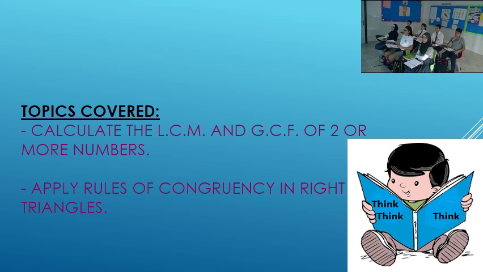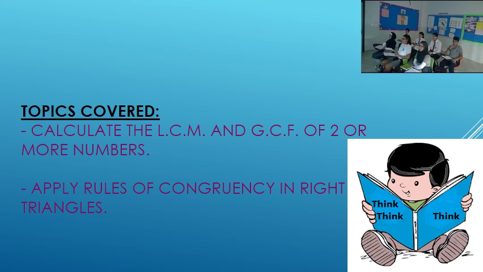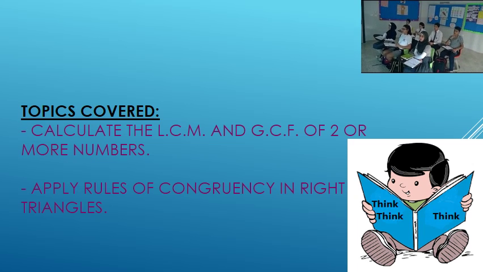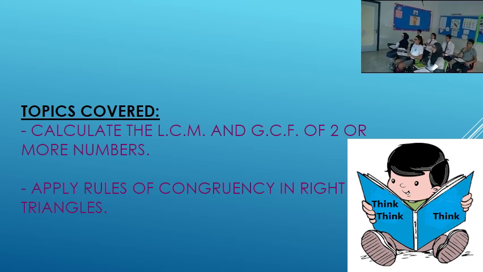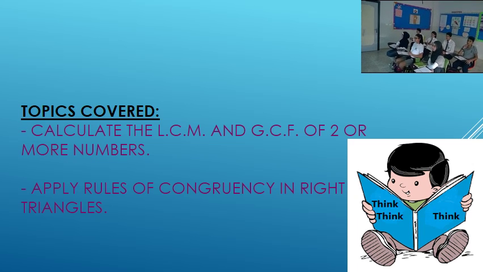The first rule is they are congruent by HA. What do we mean by HA? Hypotenuse angle. The second is by HL. What do we mean by HL, Al Hassan? Hypotenuse leg.